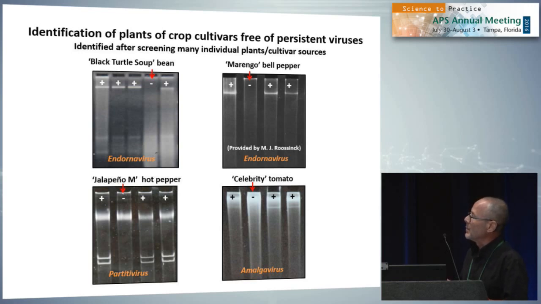In the case of bell pepper Marengo infected with the endornavirus, something similar was done in the lab of Marilyn Rusink while she was at the Noble Foundation, and she provided me with these lines. I have two other examples there of other persistent viruses, one partitivirus and one amalgavirus, in which I followed the same approach.